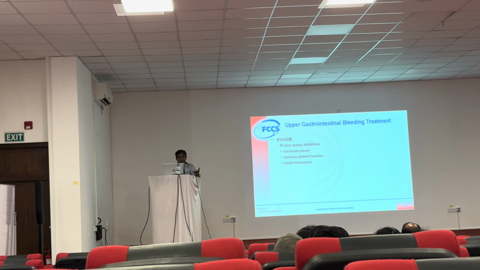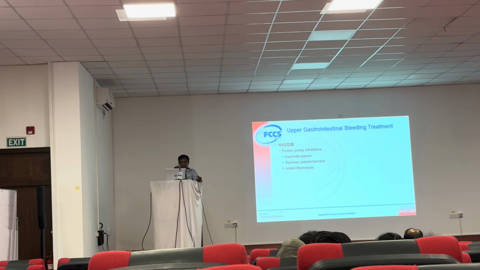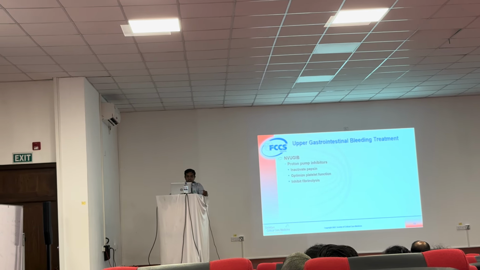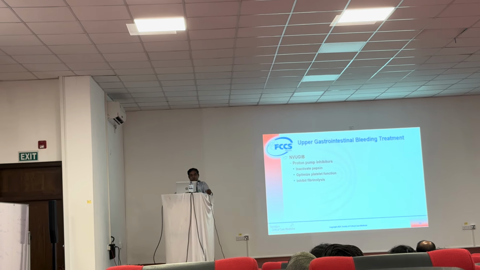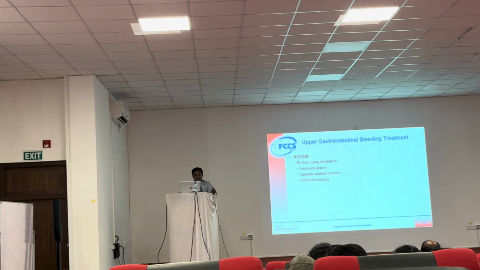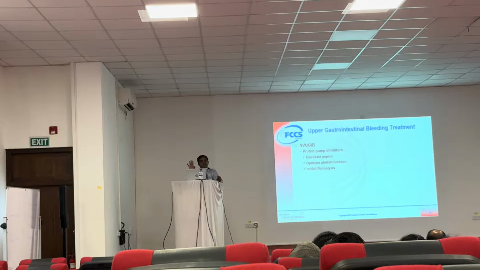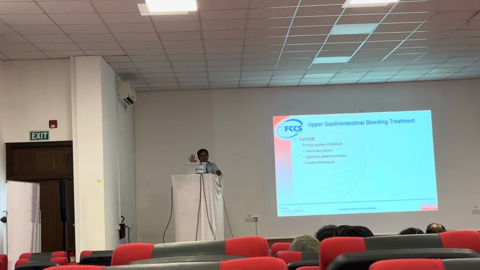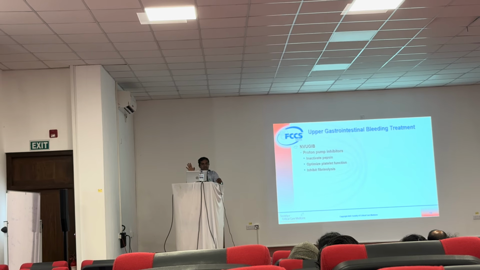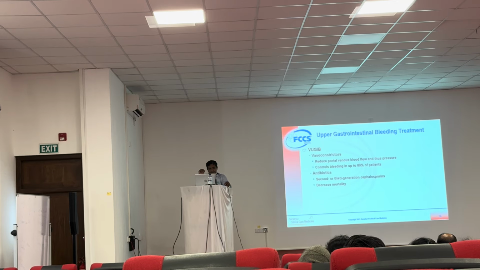Other than that, there are so many medications we are using. According to this presentation, we will optimize the patient with a proton pump inhibitor. How does it work? It inactivates pepsin, optimizes platelet function and inhibits fibrinolysis. So actually the clot should be there, then only the bleeding will arrest. The raw area should be covered with something. Sometimes you may even use sucralfate and other things.